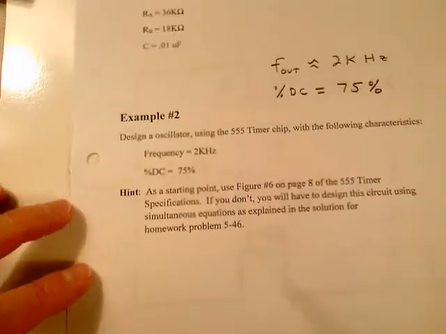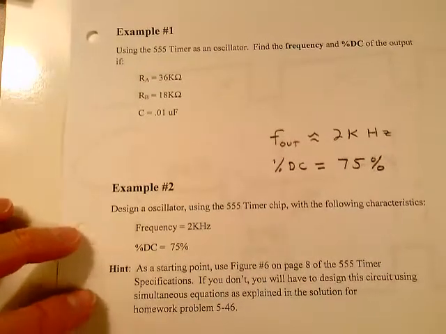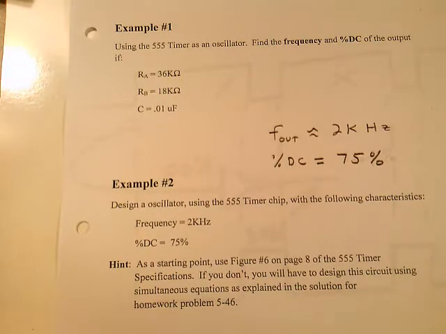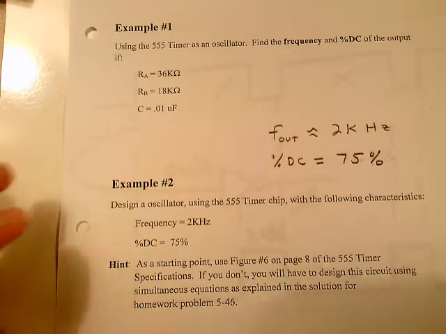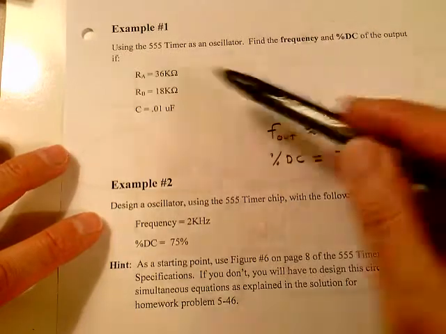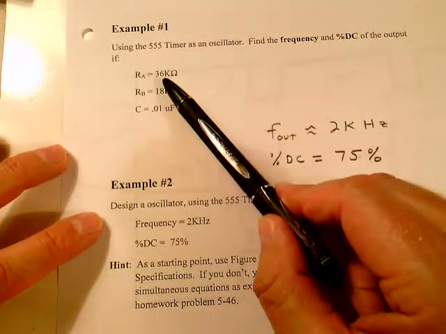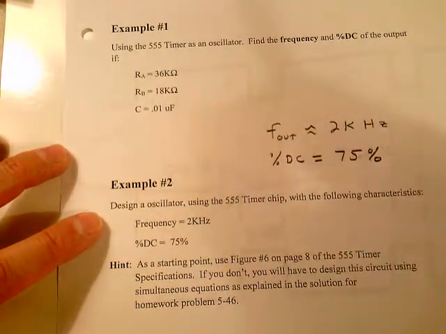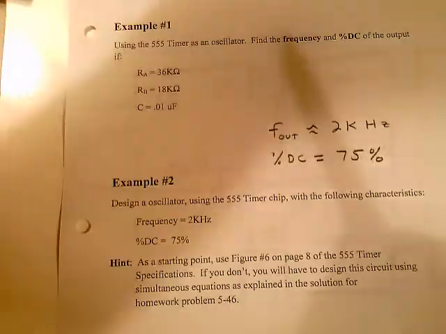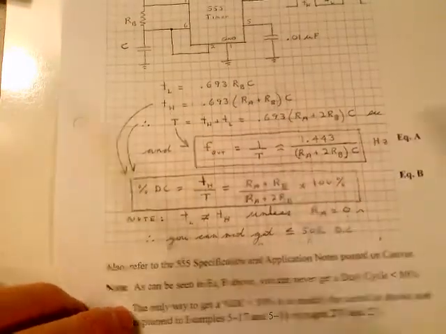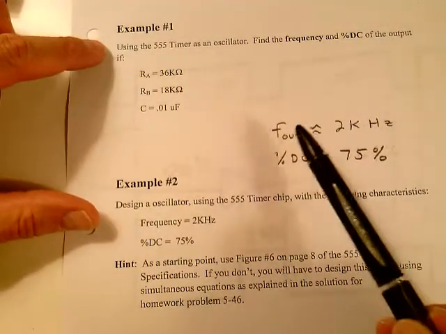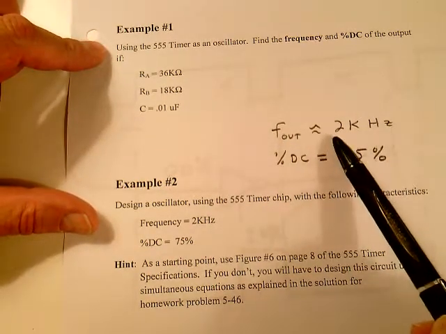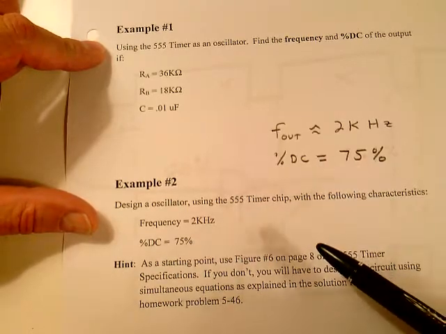Page 187. We have a couple examples there. Example number 1, using the 555 timer as an oscillator, find the frequency and the percent duty cycle of the output if RA is equal to 3.36 k ohms, RB is 18 k ohms, and C is equal to 0.01 microfarad. Work that out just using these equations right here on the previous page, and you can see that we get a frequency out approximately equal to 2 kilohertz, free running oscillator, and the duty cycle 75%. See if you can get that.